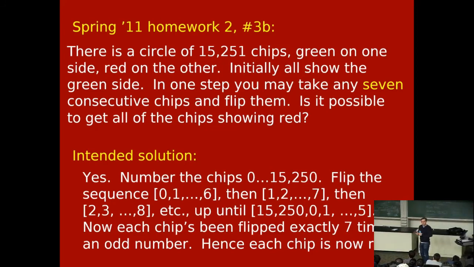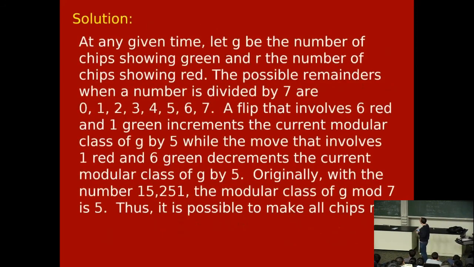So let's see what some other people wrote. I think this is our last solution. So this is one solution that was turned in. At any given time, let g be the number of chips showing green and r the number of chips showing red. The possible remainders when a number is divided by 7 are 0, 1, 2, 3, 4, 5, 6, and 7. Well, it's close.